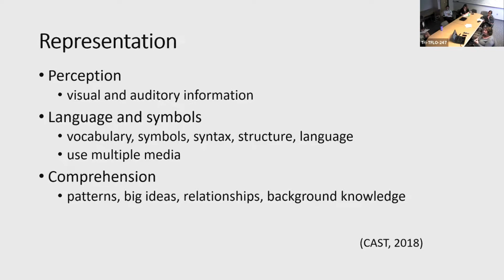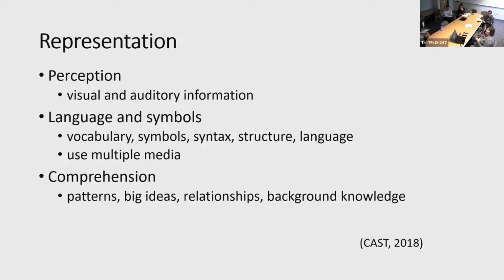How do we allow them to take in language and symbols? How are we helping them learn the vocabulary? Maybe it's pre-teaching the vocabulary, helping them with language prompts and things like that, and using multiple media to help with that. And then comprehension.